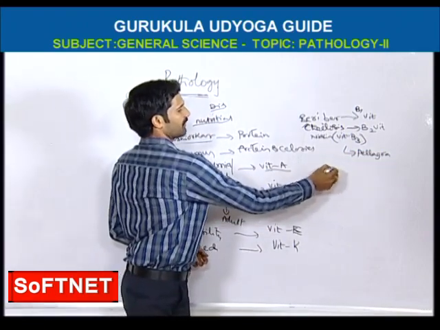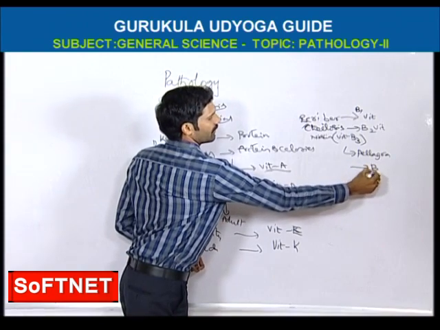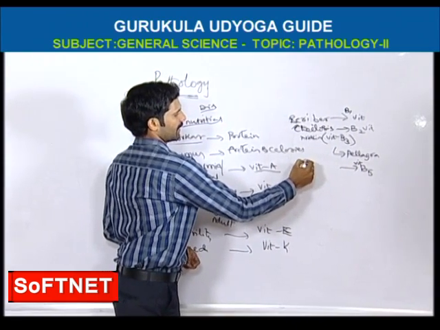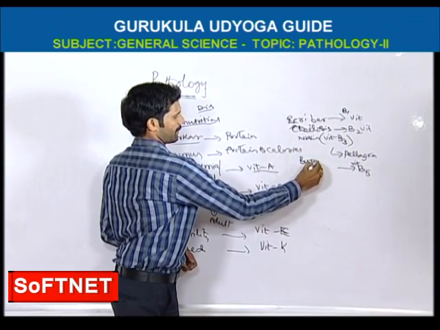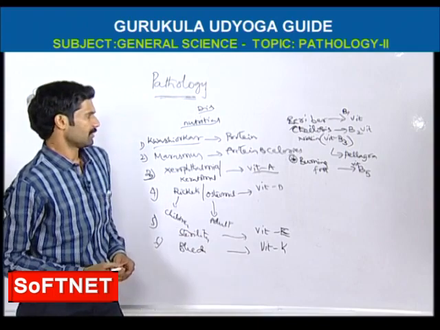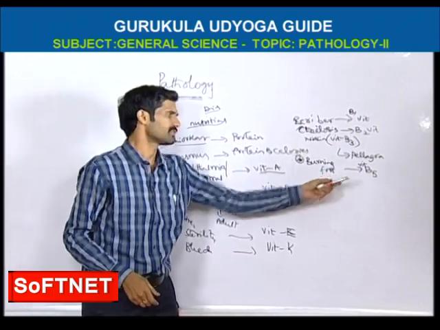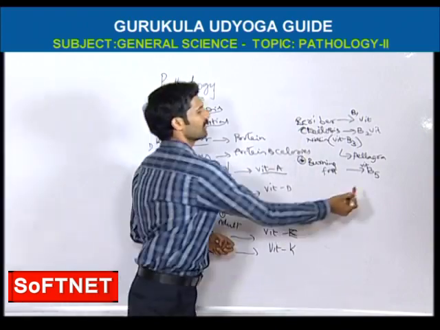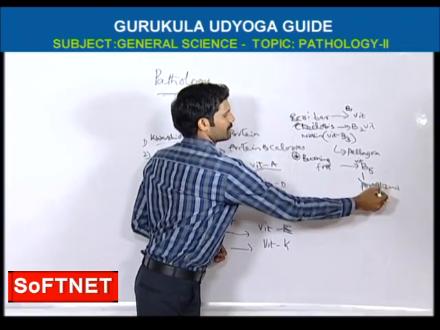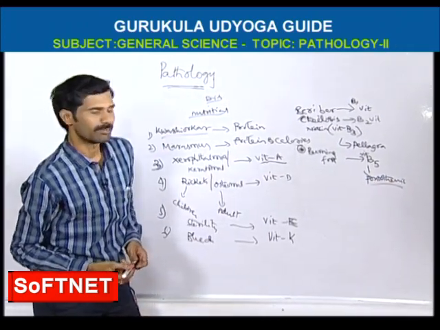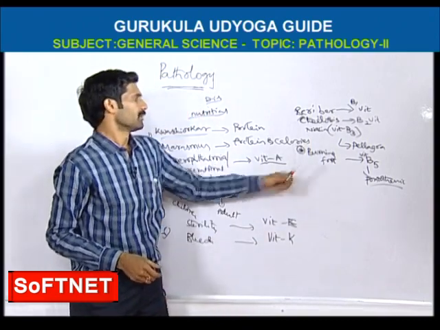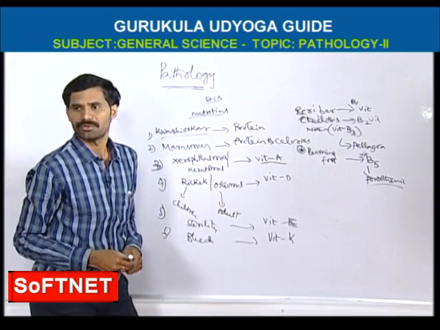And the deficiency of vitamin B5 leads to a disease namely burning foot disease. Very important from the examination point of view: burning foot disease is due to the deficiency of vitamin B5, chemical name pantothenic acid. So the chemical name of vitamin B5 is pantothenic acid.